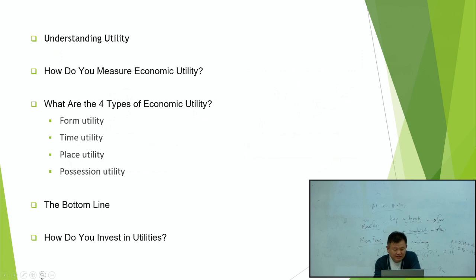Anyway, this is very difficult and impossible for estimating utility through indirect observation. This is how you measure economic utility. And there are also 4 types of economic utility: form utility, time utility, place utility, possession utility.